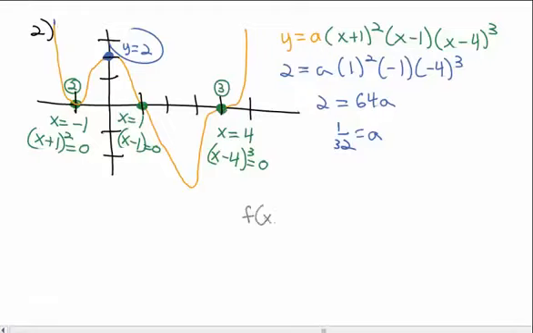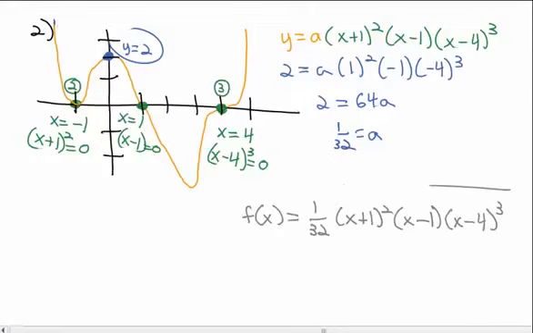So our final function, this graph that we have drawn in front of us here, is 1 over 32 times x plus 1 squared times x minus 1 times x minus 4 cubed.